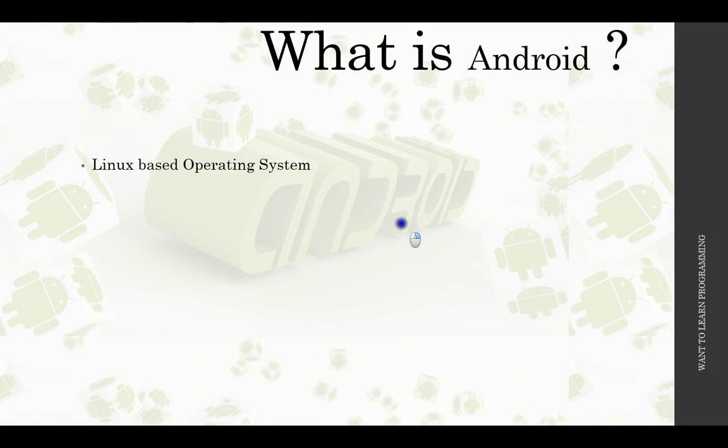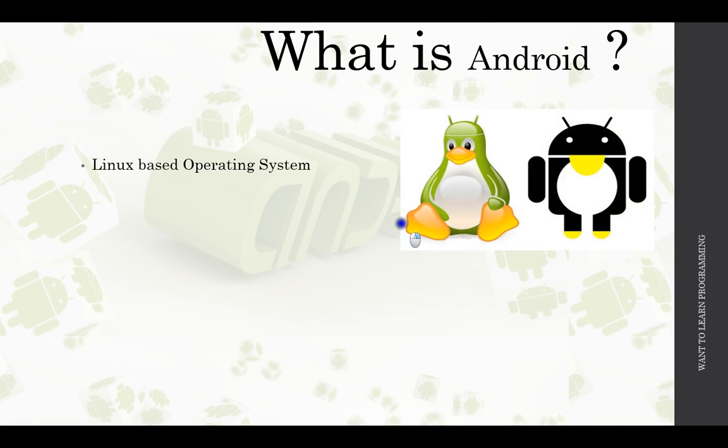Just like Windows XP, Windows 7, Windows 8 and macOS, Linux is an operating system. Android uses the Linux kernel under the hood. Linux kernel. What is kernel? It can be thought of as the program which controls all other programs on the computer.